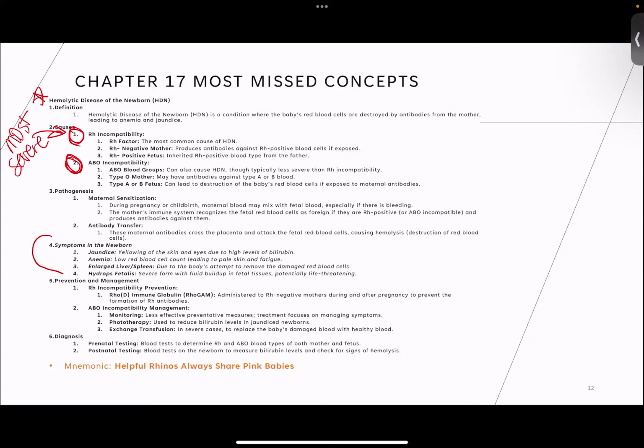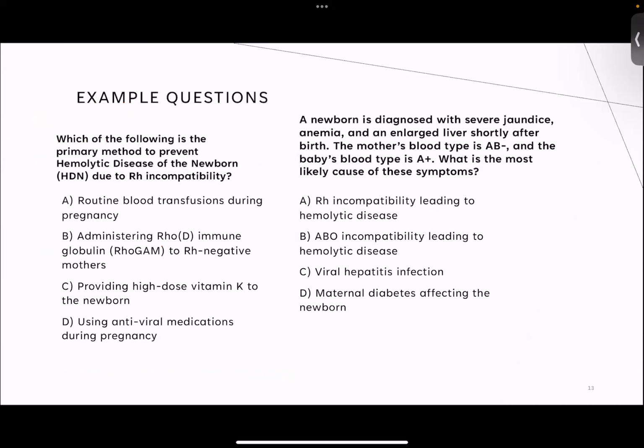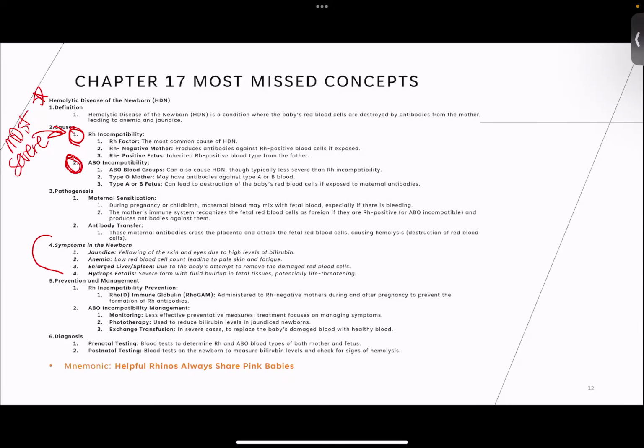You can survive typically ABO incompatibility, but you won't typically survive RH incompatibility. Additionally, RH incompatibility leading to hemolytic disease of the newborn is more common than ABO incompatibility. So there's that. We have our memory thing here.